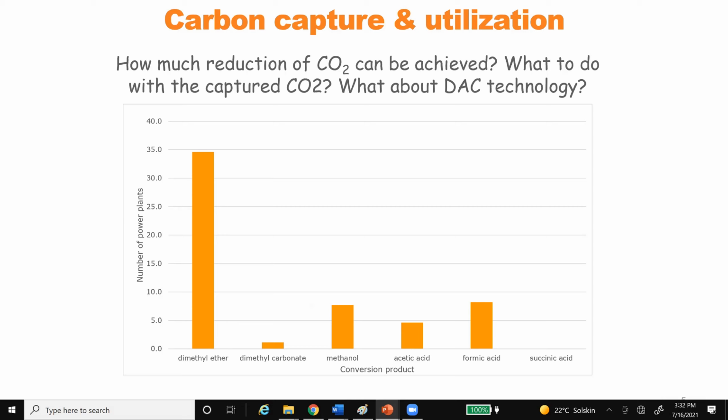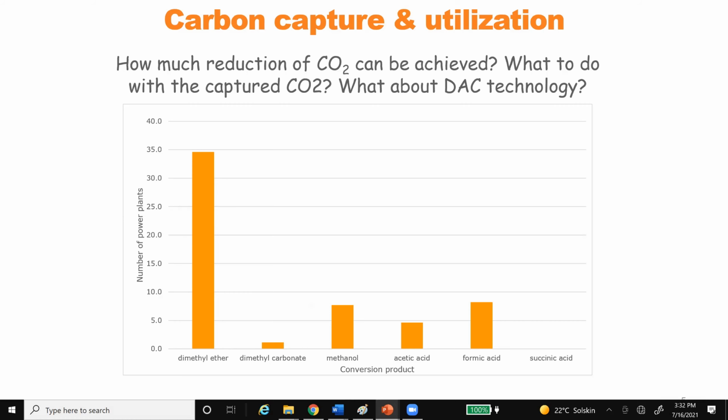Surely there are more than 100 power plants on Earth. So this is a problem: unless we increase the use of these kinds of chemicals and make them bulk chemicals, we will not reduce the carbon footprint or the CO2 emission by just converting to some useful chemicals. So that was quite disappointing.